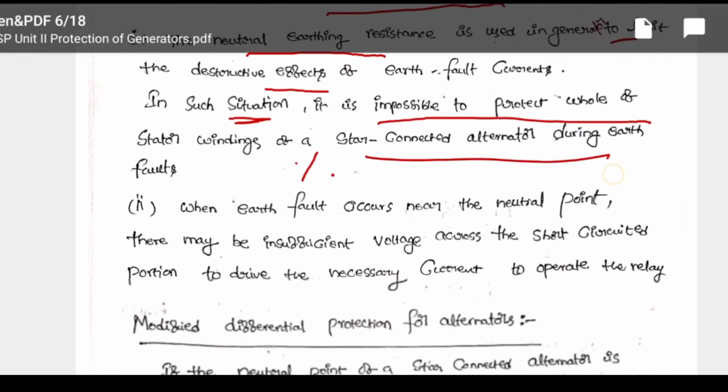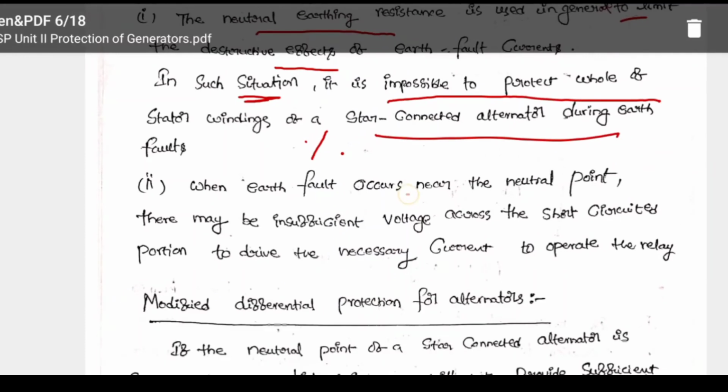When an earth fault occurs near the neutral point, a resistance is connected. There may be insufficient voltage across the short circuit portion to drive the necessary current to operate the relay.